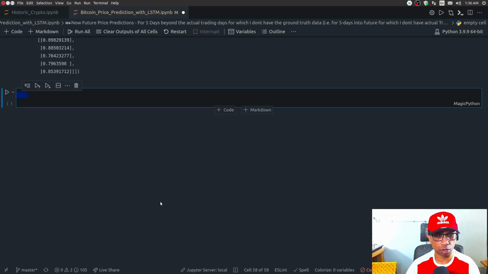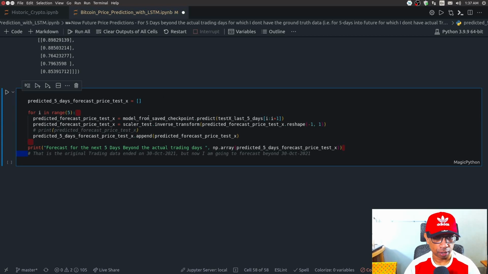So now, basically, what I have to do is, I already have the trained model, and that model now needs to be run 5 times for these 5 windows, and each window will have 5 immediately preceding days of Bitcoin prices. So this is my code for that. This is the code for predicting the future 5 days. So let's go through it line by line. It's very simple, super simple code.